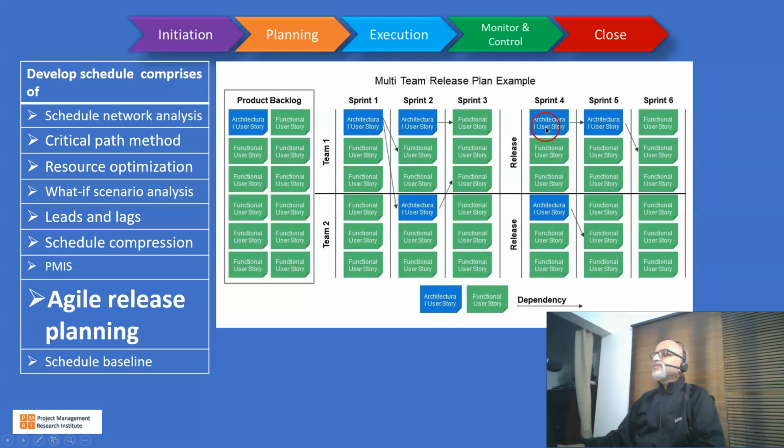Then iteration 4 starts, 5 starts, and 6 starts. So we need to do a lot of planning to come out with a scheme like this. That process we call agile release planning. We'll talk about this in detail when we reach the agile part of this program, that is in iteration 6 and 7.